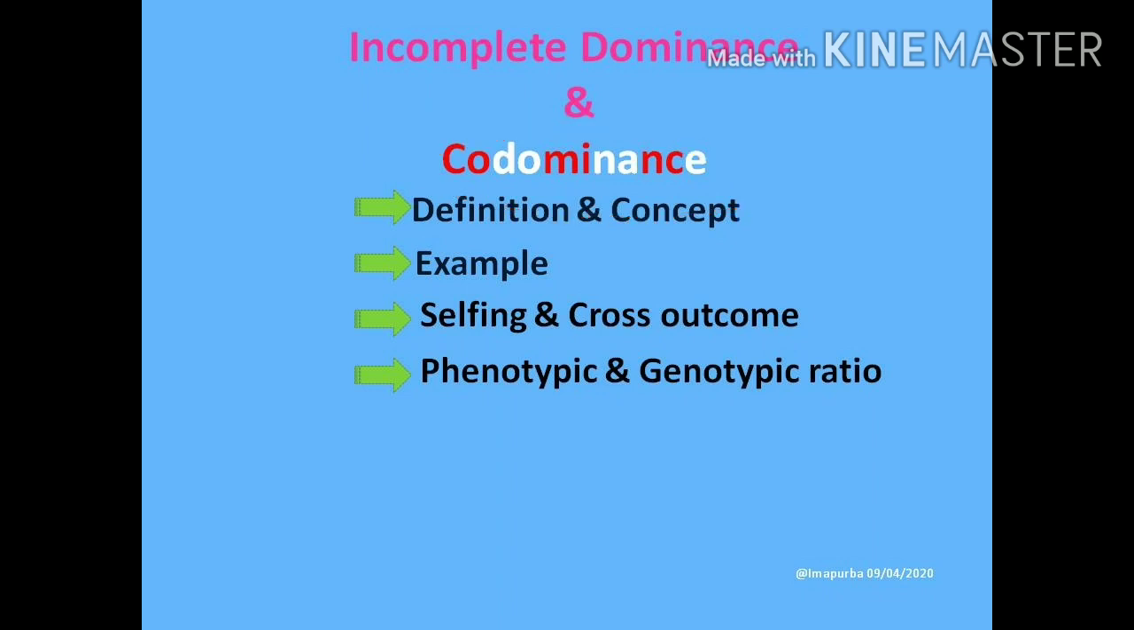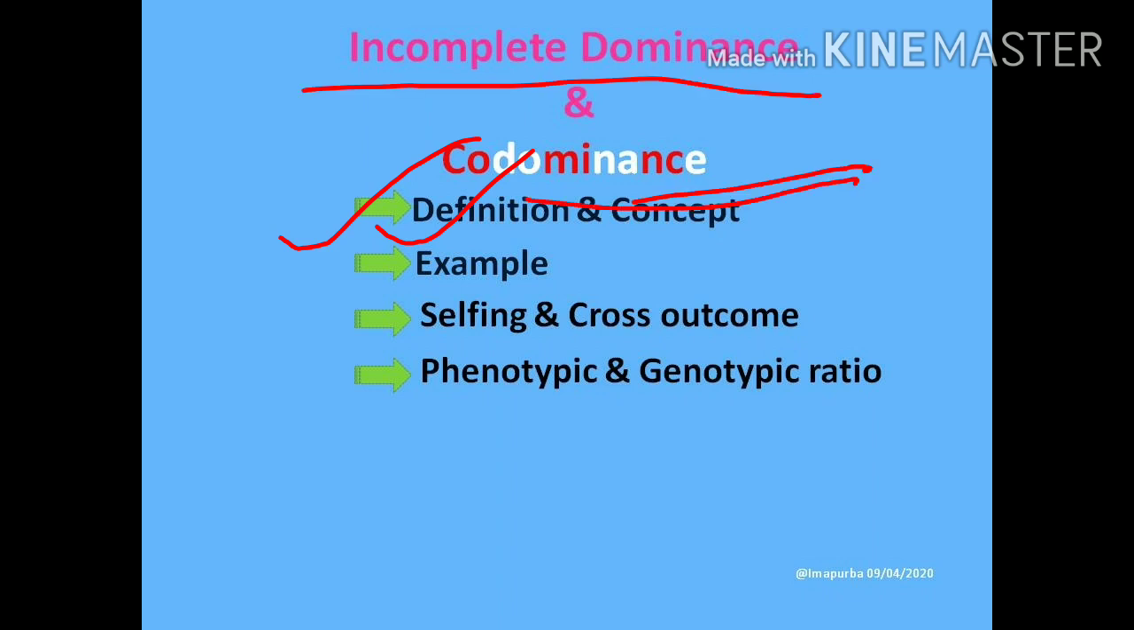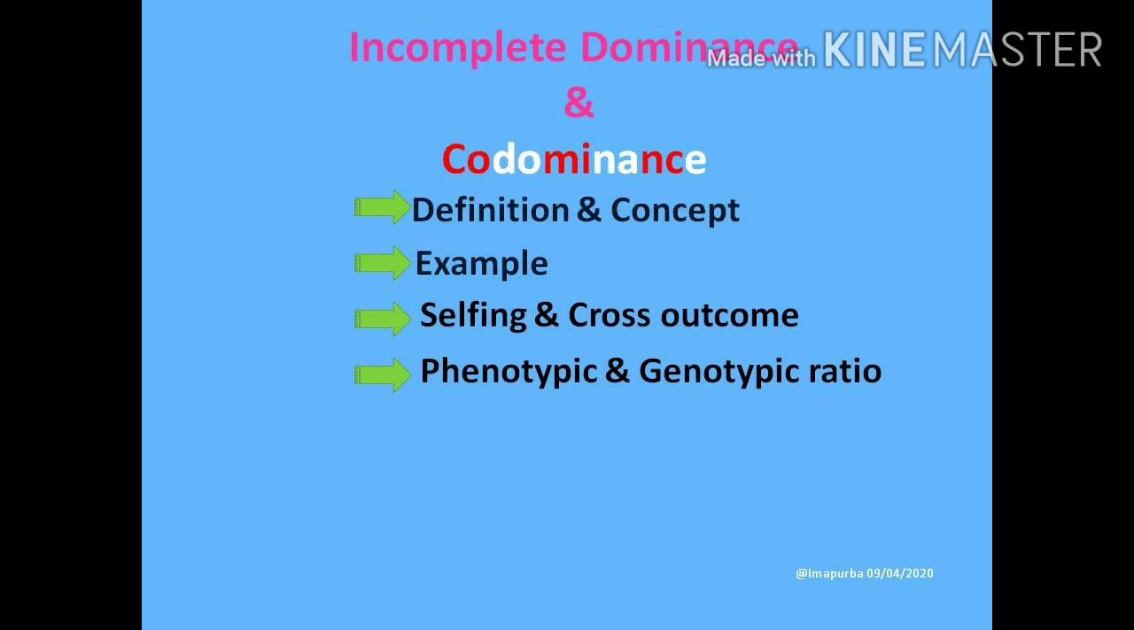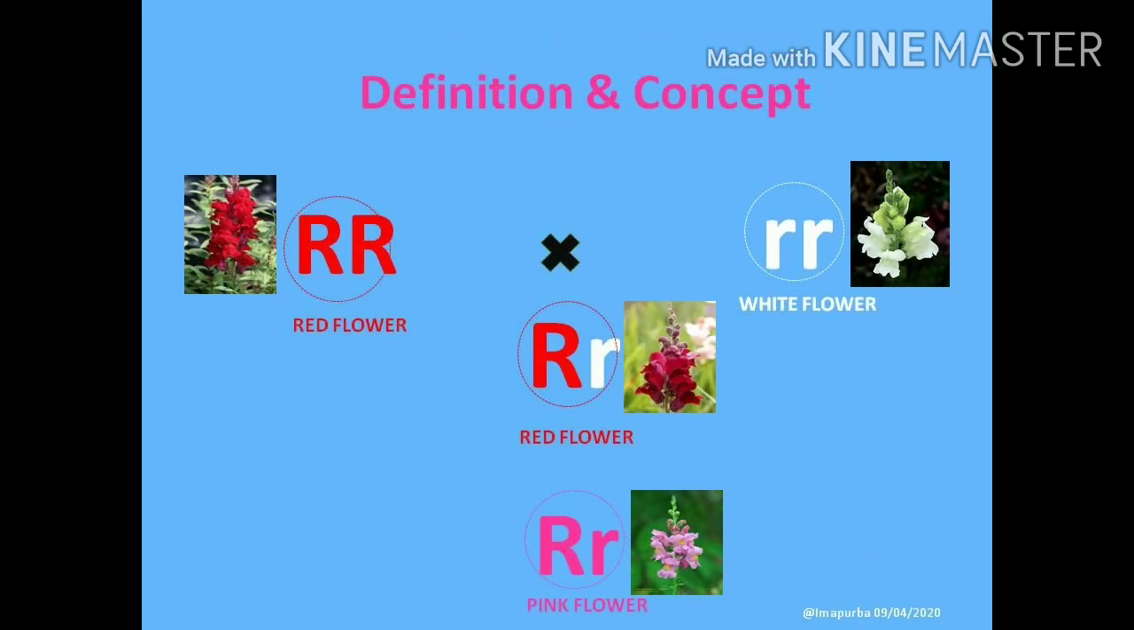So from that particular topic we have to know, at first, the definition and concept of both incomplete dominance and codominance. Number 2, their example. Number 3, the F1 hybrid selfing and those cross outcomes we have to study. And from those cross outcomes we have to determine the phenotypic and genotypic ratio of both incomplete dominance and codominance.